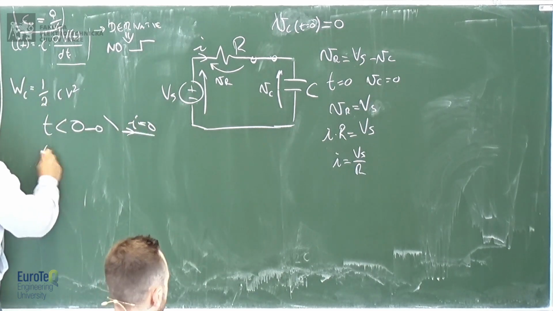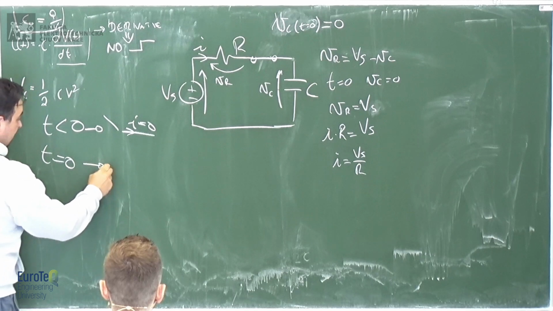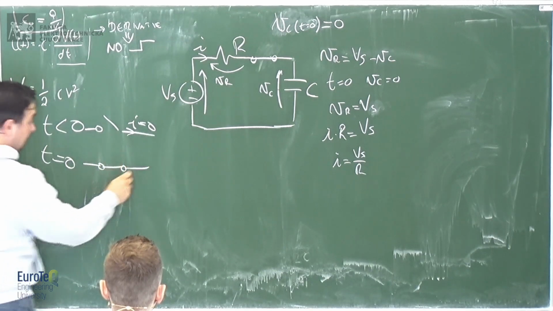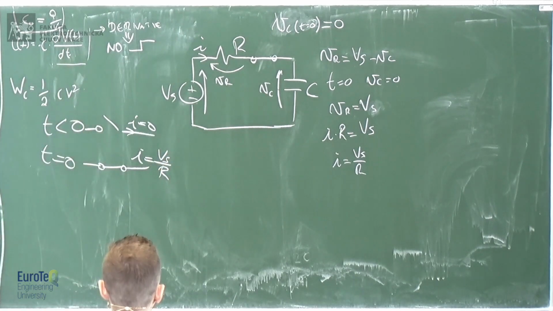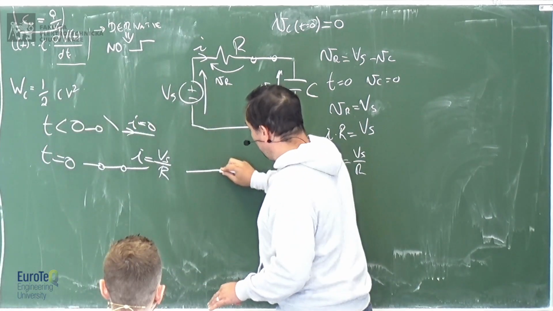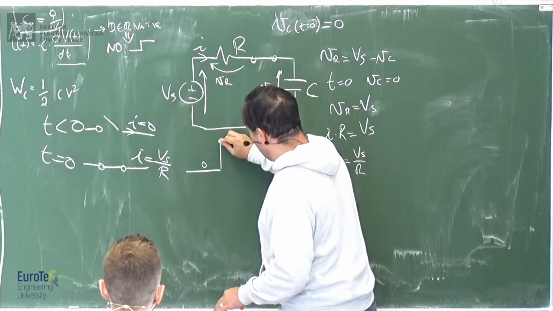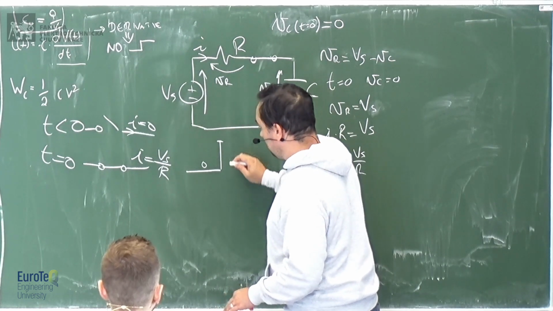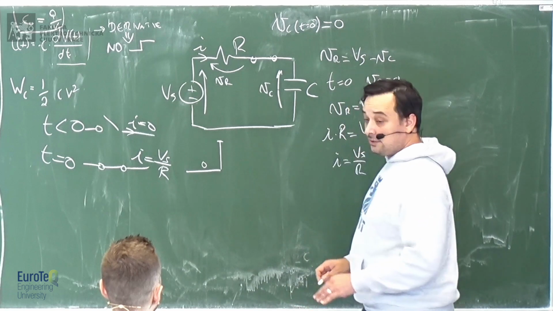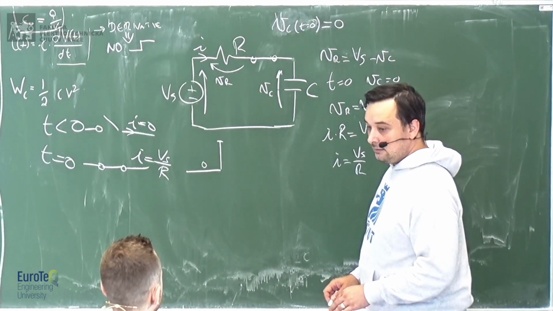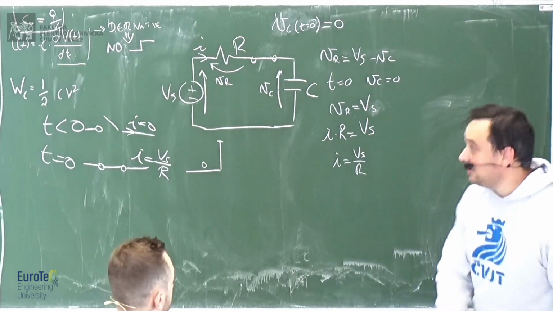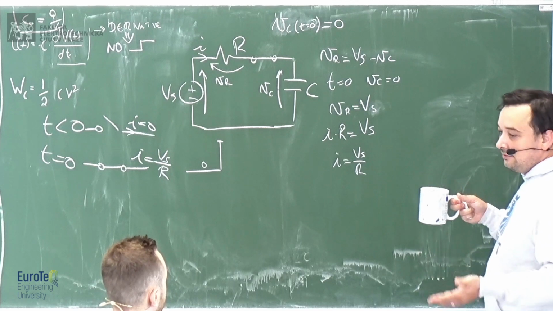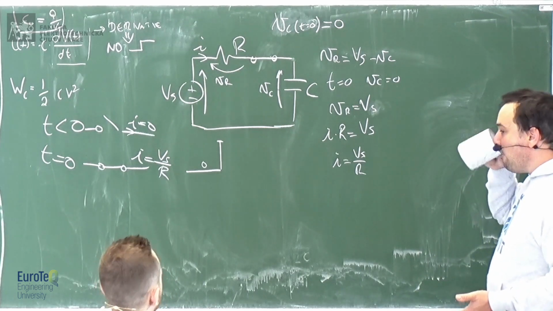At time equal to 0, the switch closes, and the current will be Vs divided by R. So the current does change from 0 instantly. That's because R, the resistor, has no derivative in it. The derivative is going to be either on the current or the voltage. Because this is a resistor, you can have an instantaneous change.